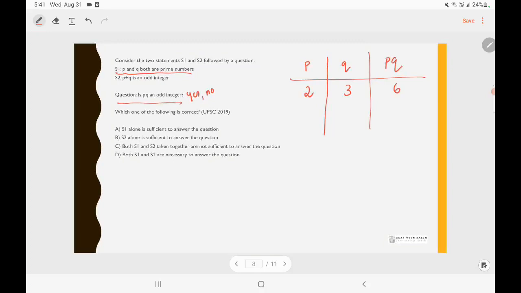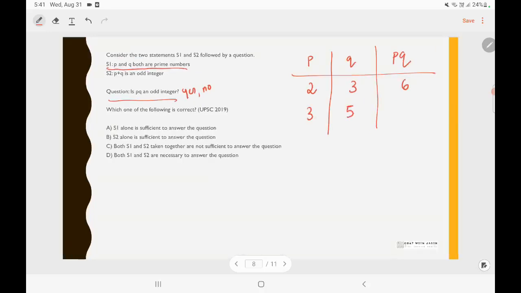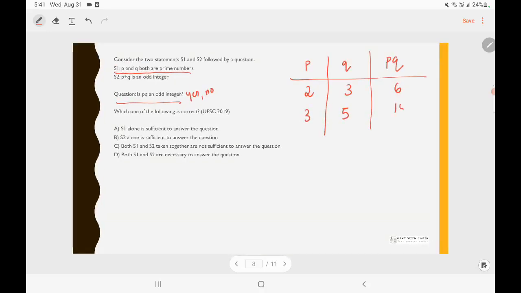Then PQ is 6. If P is 3 and Q is 5, these are also prime numbers, right? 3 into 5 is 15. So here, if P and Q are prime, here also it's prime, here also it's prime. If P and Q are prime, PQ can be even, it can be odd. So we cannot give a yes or no answer for this question. So with statement 1 you cannot answer this question.